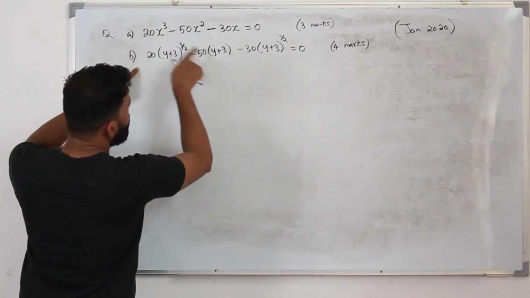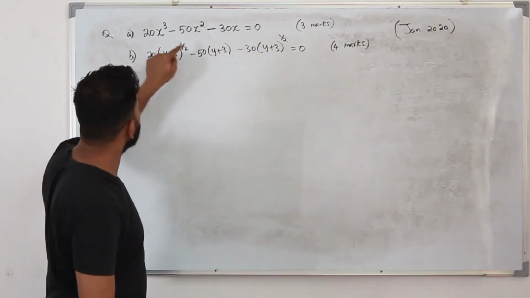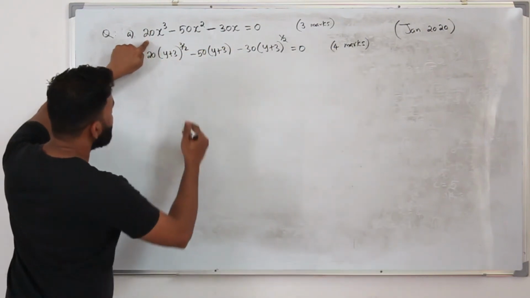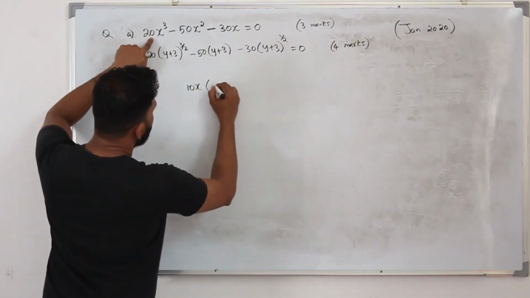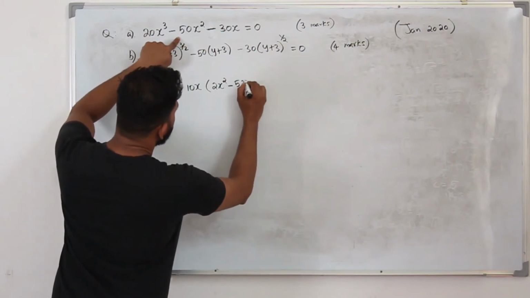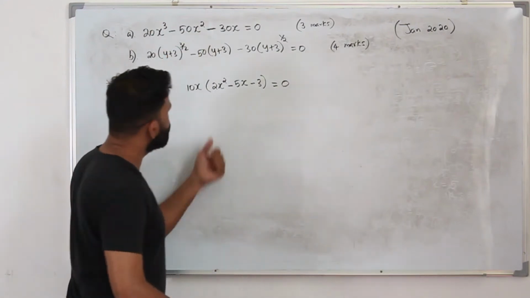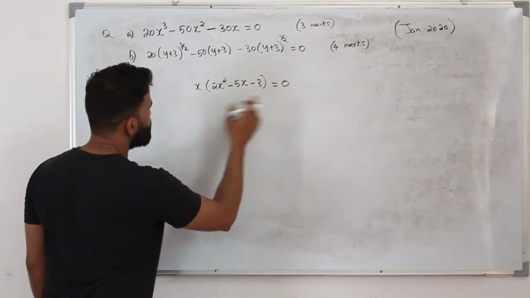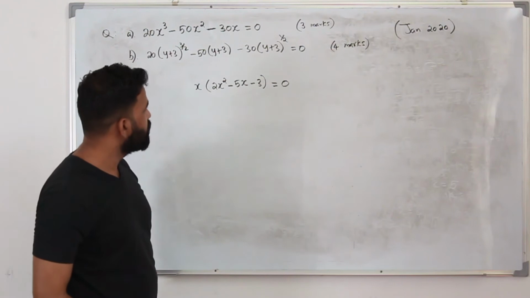And part B, they want you to solve this again, another weird looking equation. So first we solve part A. If you take a look at this, you can take 10x as a common factor. If you take 10x, you will have 2x squared minus 5x minus 3 equals 0. You take the common factor out. If you want, you can just divide by 10 also. It's the same. Divide the whole equation by 10 and take x out.